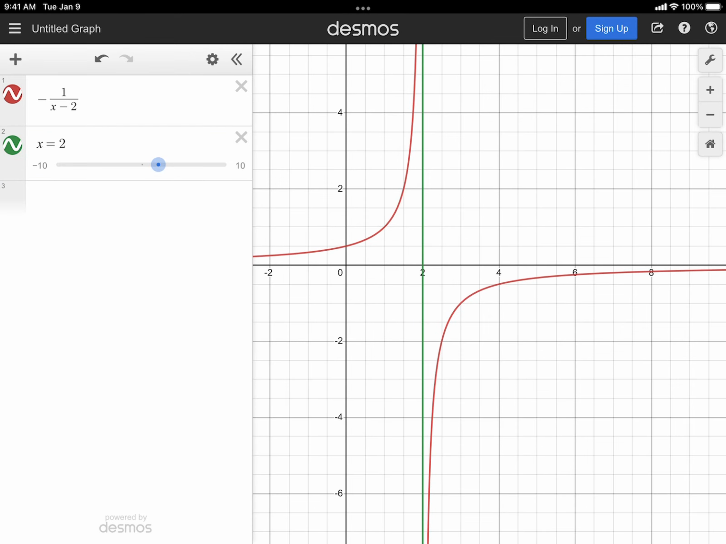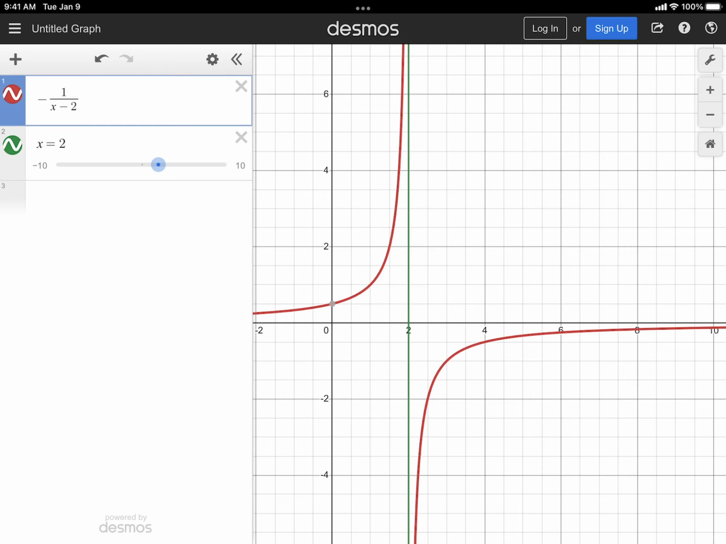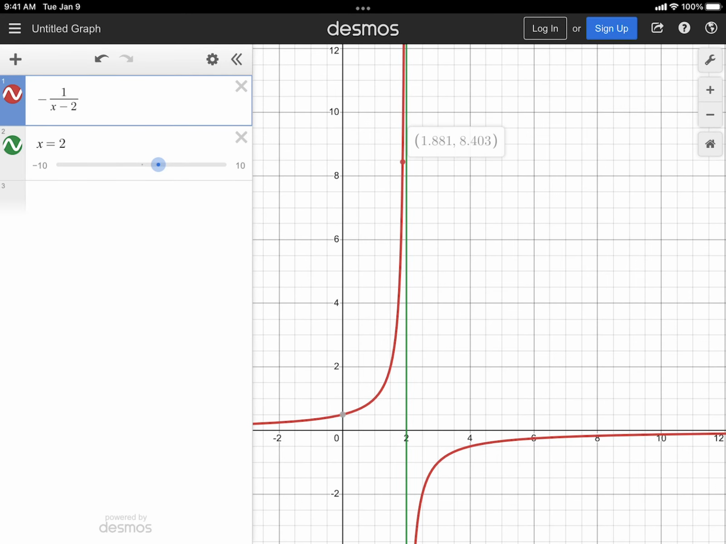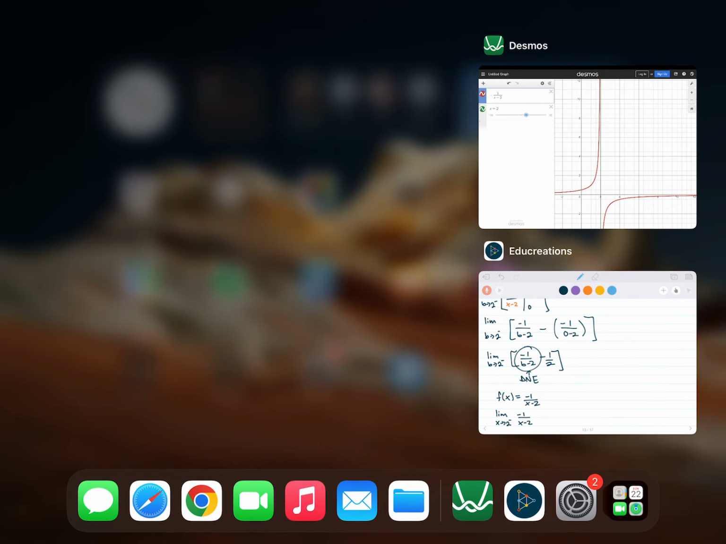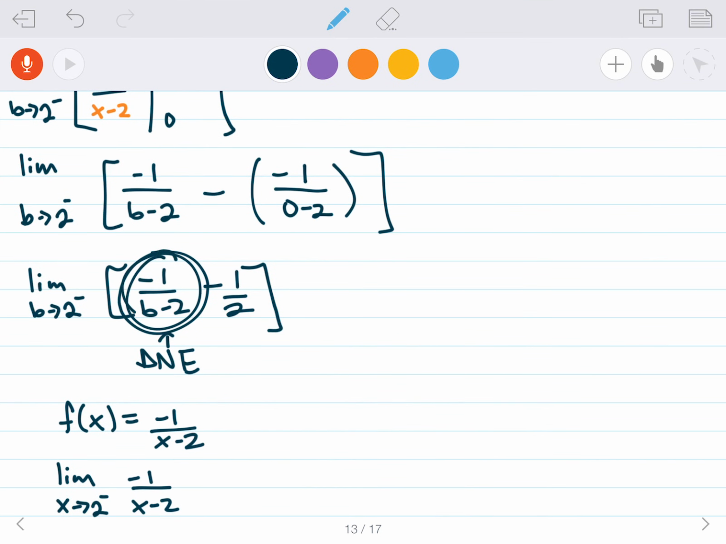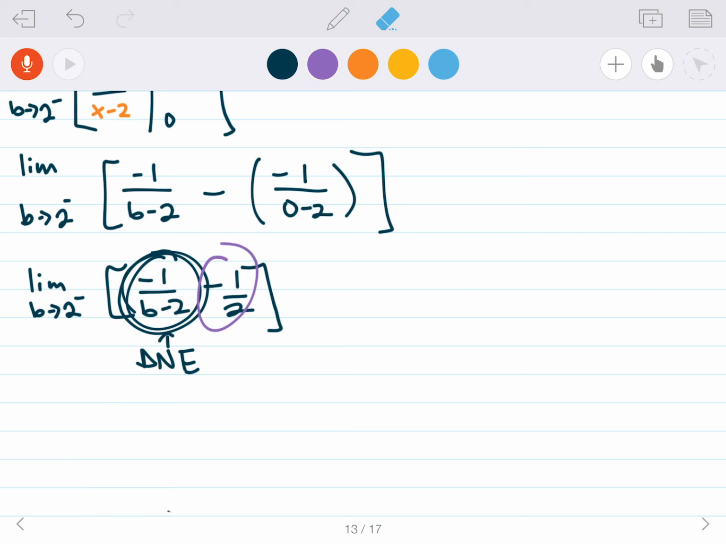All right, so as we can see, as this red curve is getting closer and closer to 2 from the left side, this thing is going off to infinity. We can see that. So that's another way to prove to yourself that this limit does not exist right here. Since that's the case, this whole thing is divergent, right? If it doesn't exist in one spot, this negative 1/2 we don't even care about. So what we say here is this is divergent.